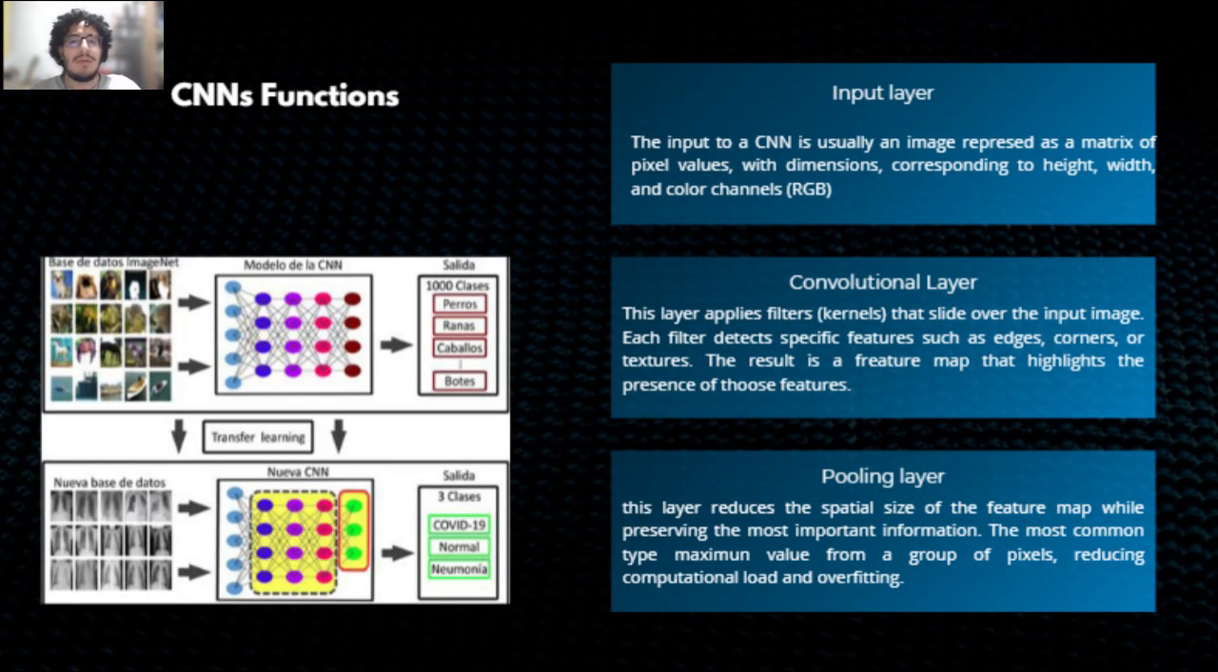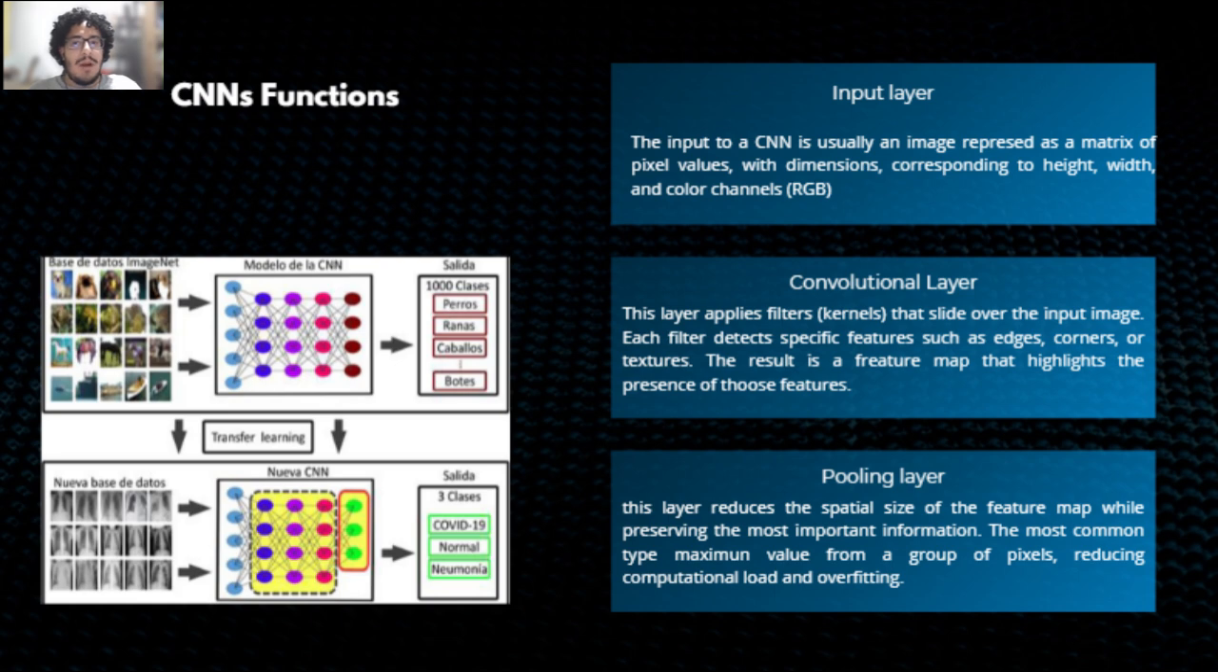So here, the first is the input layer. This is where an image is saved as a matrix of pixel values, including height, width, and color channels, like RGB. And next are the convolutional layers. These layers use filters or kernels that scan over the image to detect important features like edges or textures. The result is a feature map showing where these features appear.